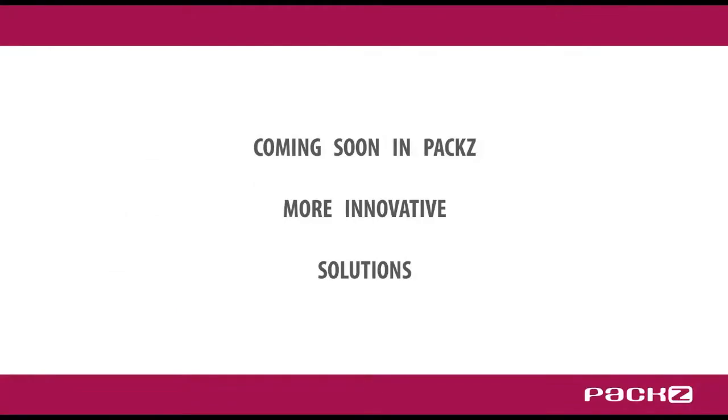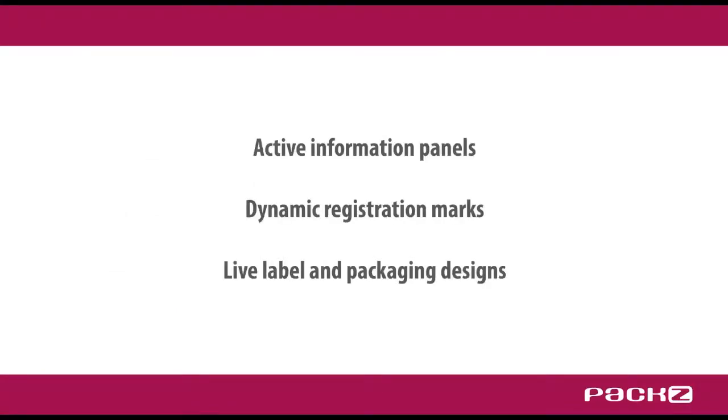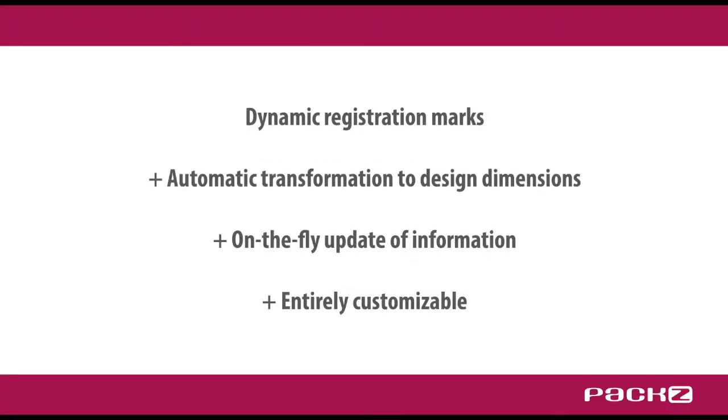New innovative solutions are coming soon. Live Objects is one of them. It allows making active information panels, dynamic registration marks, and live designs. An example: live objects applied in registration marks appear as transforming when changes are made to the design. The operator does not need to adjust the marks. It is all driven by the PDF document content and its characteristics.